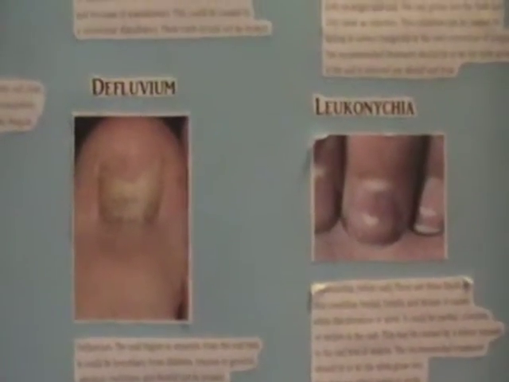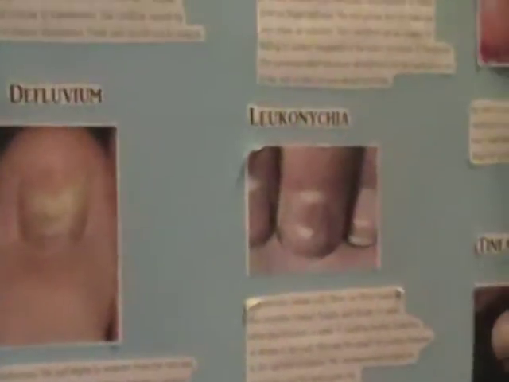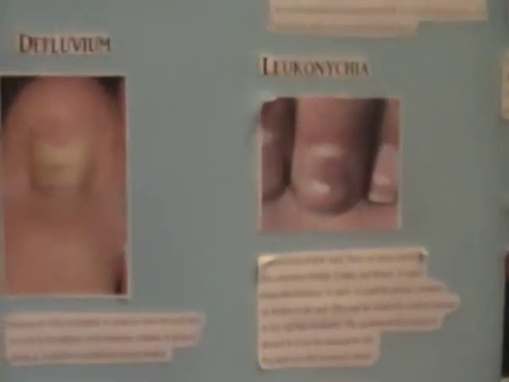And we have defluvium. This is the nail begins to separate from the nail bed. Could be hereditary or from diabetes, trauma, or general medical conditions and should not be treated.